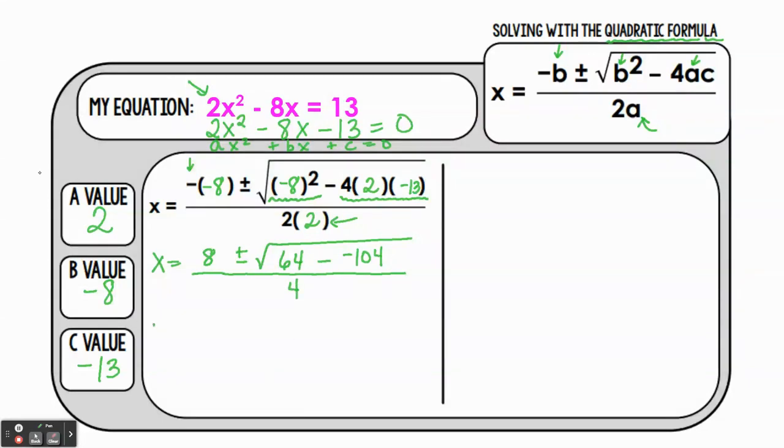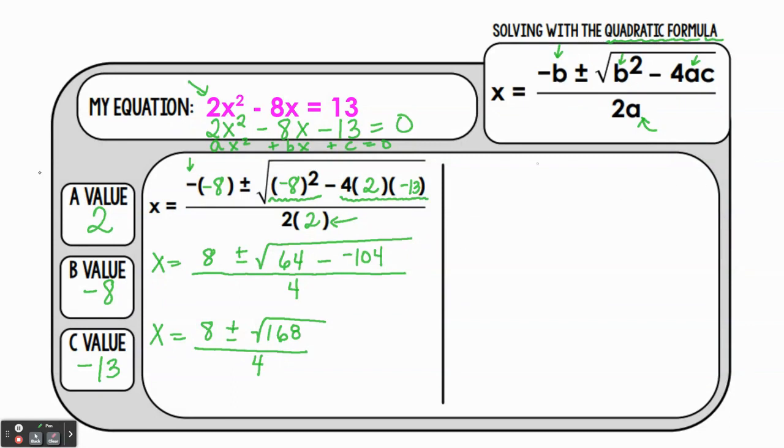Now I'm going to go ahead and, under the square root, I'm doing 64 minus -104, which gives me 168, and divide by 4. Now, the 168, I'm going to have to simplify that square root.